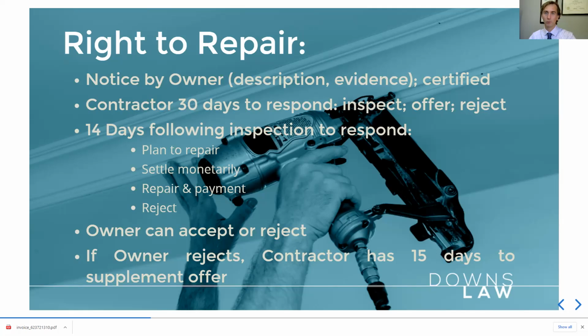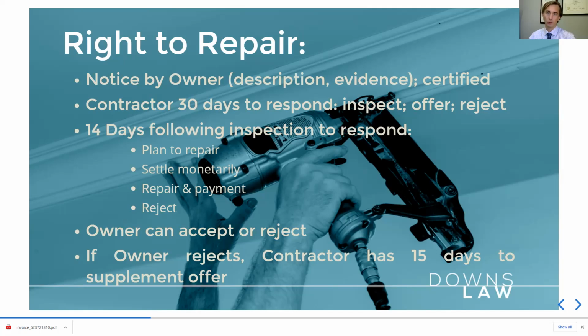But after that opportunity to inspect, if you choose to do so, you can do one of four things. You can propose a plan to repair. You can offer to pay money to settle. You can do some combination of both. You can offer to repair and also offer compensation, or you can just reject altogether that any repairs need to be done. So then this all needs to be done in writing, so you provide that to the owner.